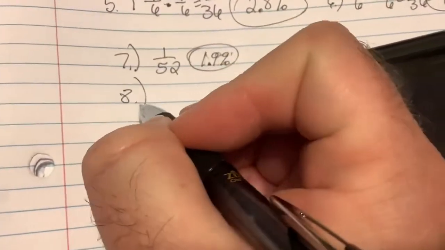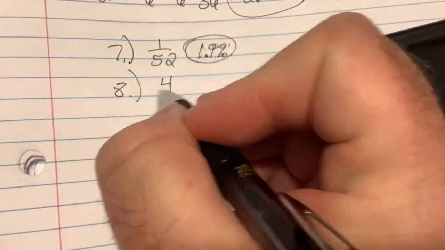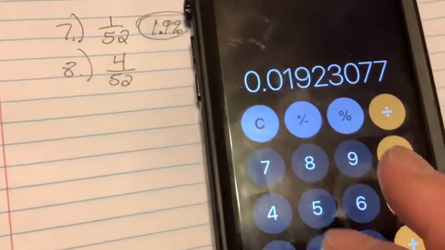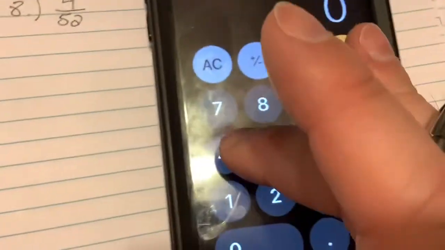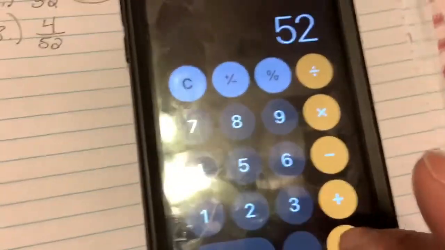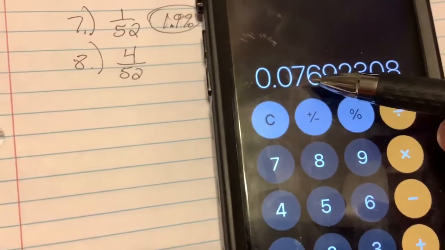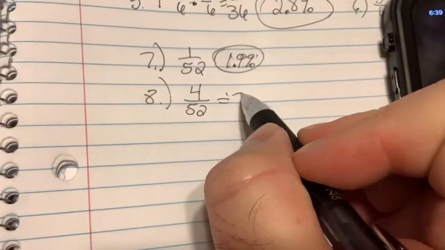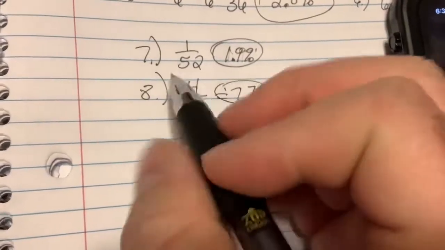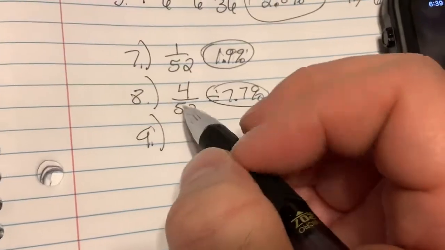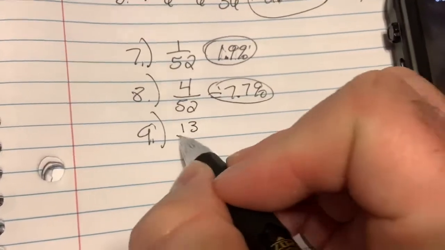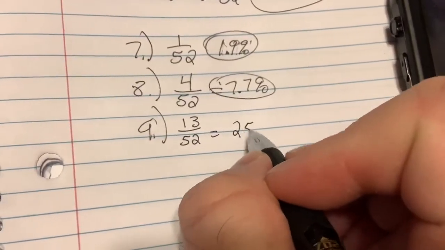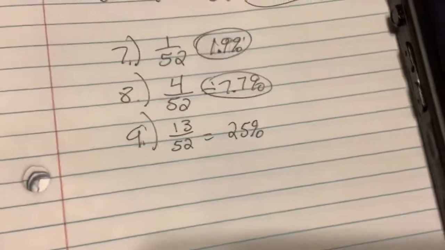Number 8 is drawing an 8. Now there's 4 8s. Okay. Because it's not a specific 8. It's not like the 6 of hearts one. It's any 8. So that's 4 out of 52, which is a 7.7%. 7.7. Number 9, drawing a diamond. 13 out of 52. Okay, there's 13 diamonds, which means that's a 25%, 1/4. Okay.